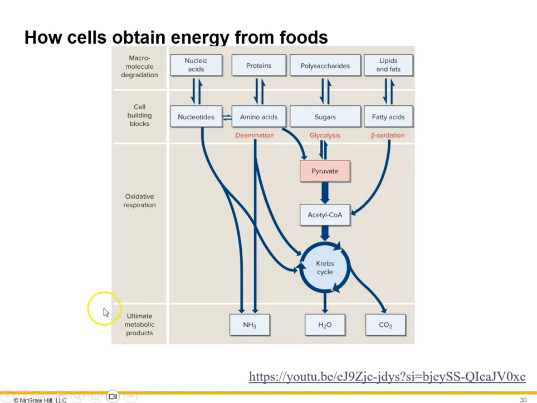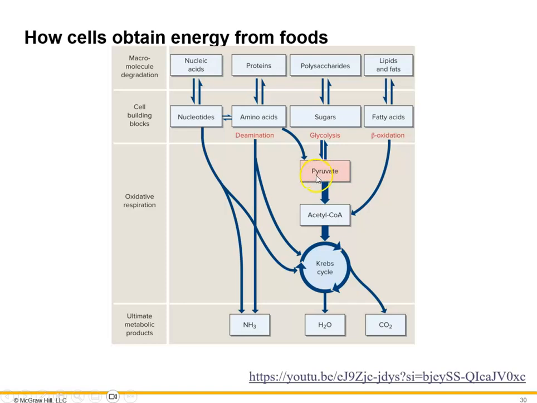This overview is really useful to see what is feeding into this process. So you can see we've got our lipids and fats here, which will become fatty acids, and through beta oxidation can provide some acetyl-CoA for the Krebs cycle. The other thing that provides acetyl-CoA for the Krebs cycle is changing sugars into pyruvate in glycolysis.